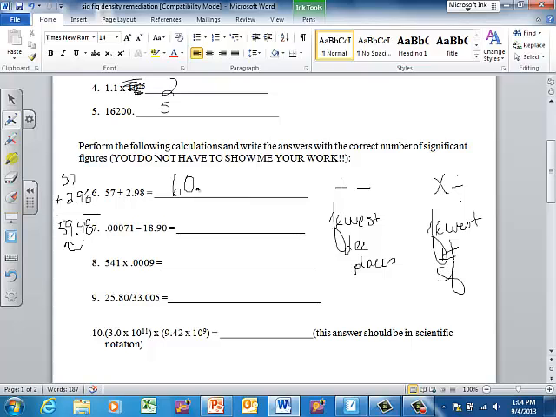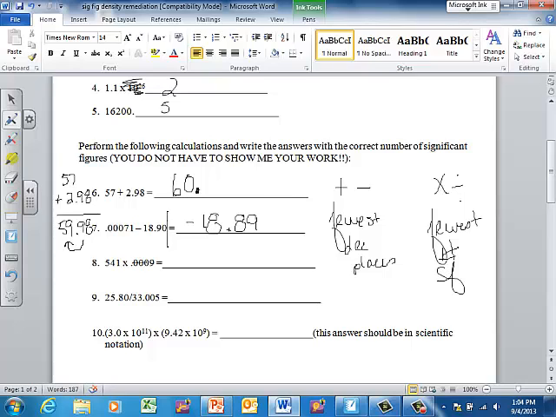In a perfect world, it's 60 with a decimal place, but honestly, for right now, if you put 60, I'd be good with that. Number 7 is also addition and subtraction, and when you do this math, you should end up with negative 18.89. Okay, 2 decimal places is the fewest number you can write down here.